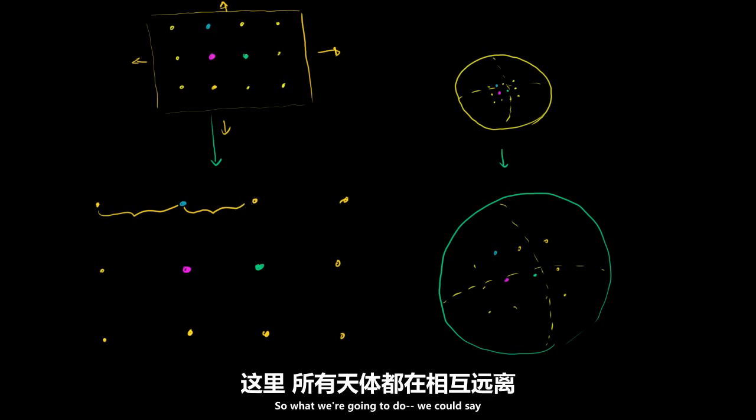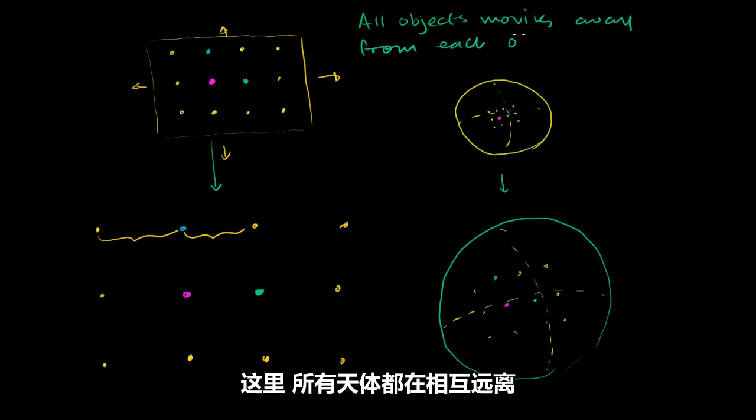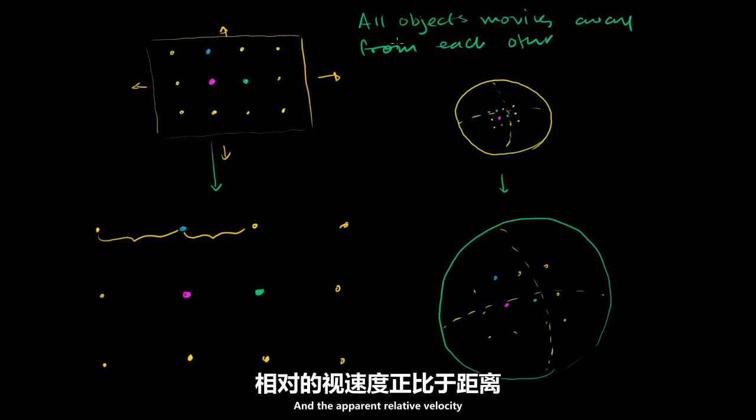So what we could say is, so let me write this down. All objects moving away from each other, and the apparent relative velocity is proportional to distance.